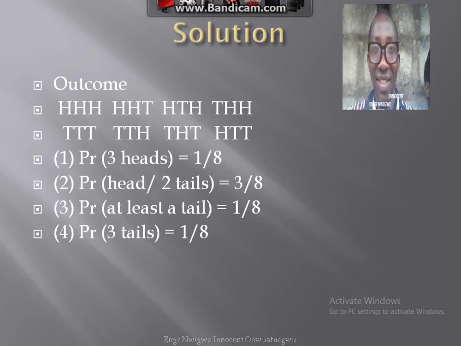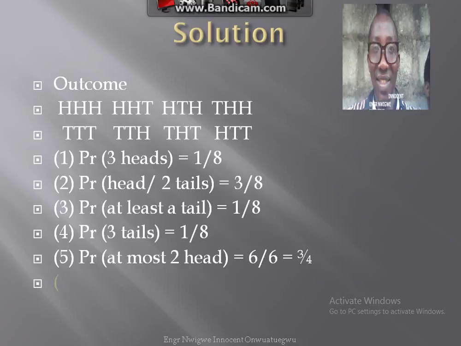Number 5, the probability of at most 2 heads. We have tail tail head, head tail head, head head tail, and so on. They are 6 in number over 8, which gives us 3 over 4 if you cancel out.